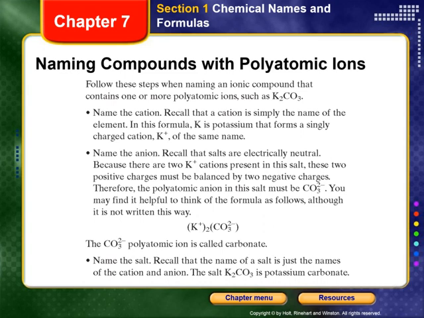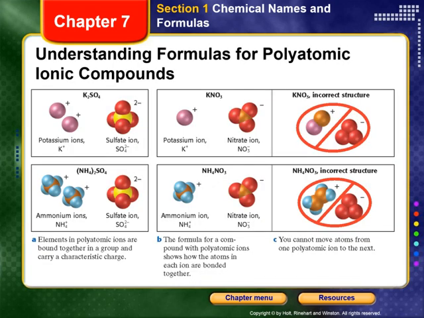So, naming compounds with polyatomic ions. Follow these simple steps, right? Write out the ions with their charges side by side, cation first, and then cross over the charges, right? Crossing over the charges, be A-OK.